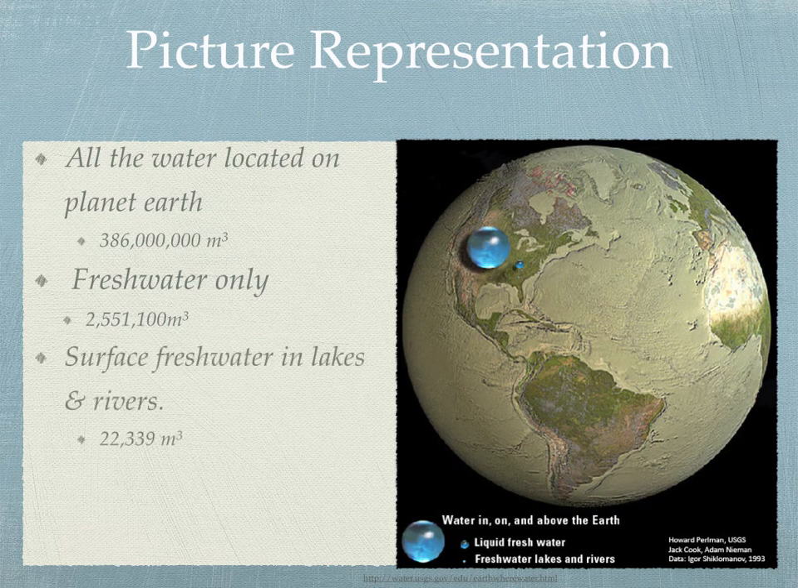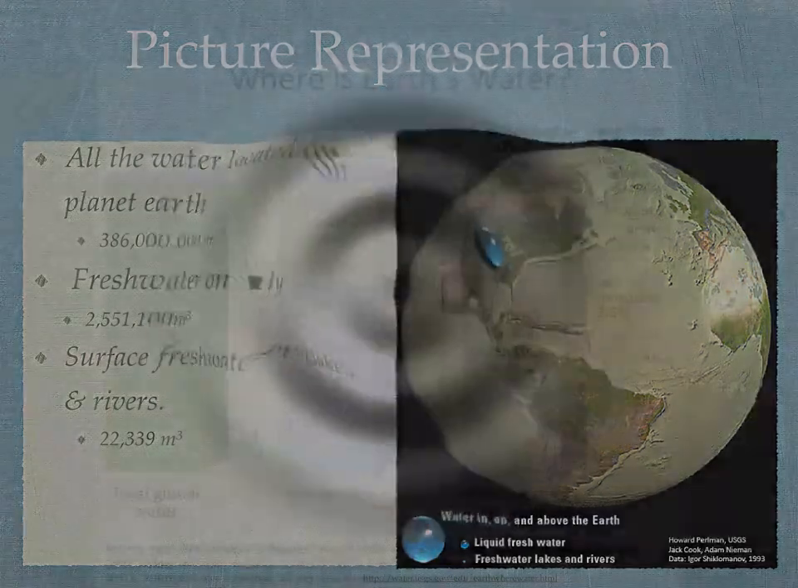The smallest sphere is only 39.9 miles in diameter and holds 22,339 cubic miles of water. And this is the surface fresh water in lakes and rivers.